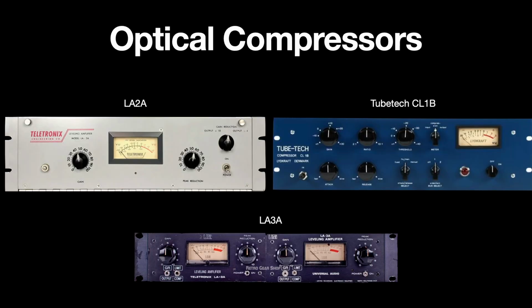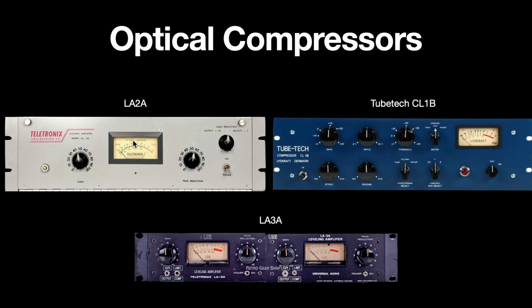Next, we have optical compressors. And optical compressors use light-sensitive circuits that control the compression amount. They react more slowly than other compression types. This can be desirable sometimes. The most famous one, I guess, is this LA2A here. And this is considered the vocal compressor. Most producers swear by it.